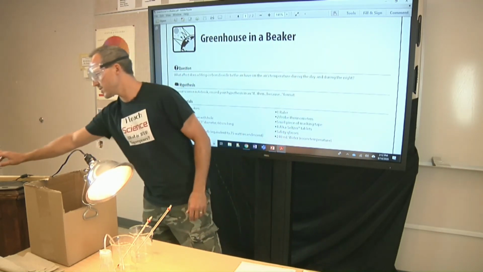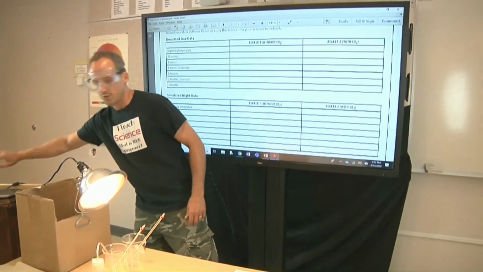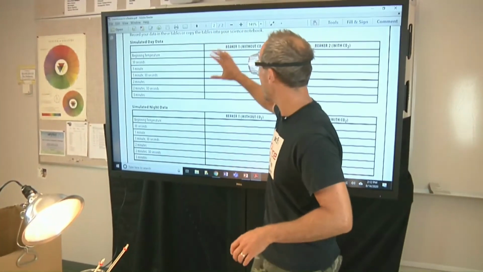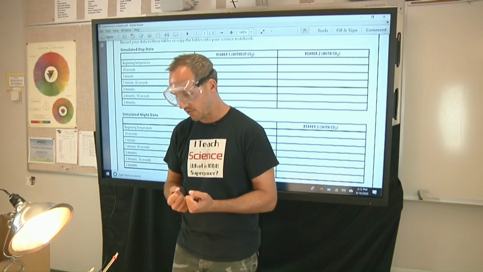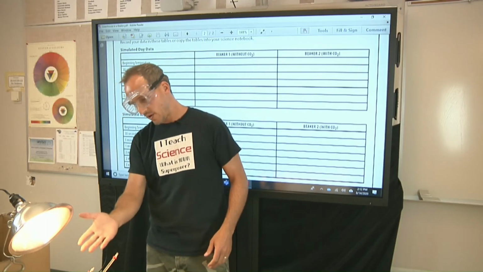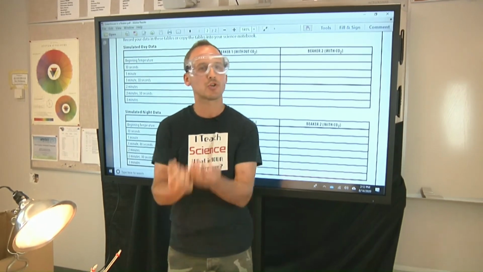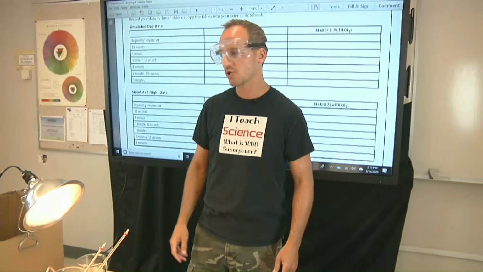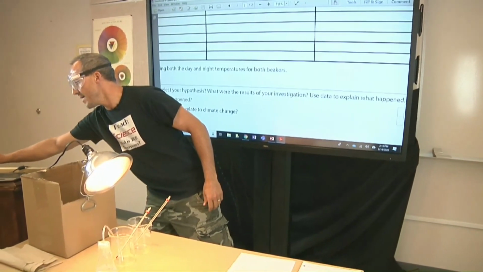Okay, so again, this was greenhouse in a beaker, and we went through and collected a bunch of data, and we had our data in a data table, and we went and graphed the data. Okay, and we took a look at the graph to see what is going on. And just to quickly recap, in our beaker with carbon dioxide, we saw our temperature rise. Okay, so our temperature was moving up. So now, what can we make of that?